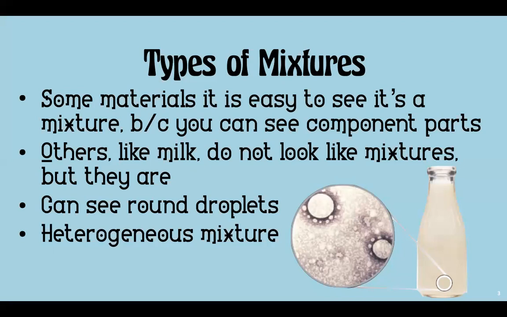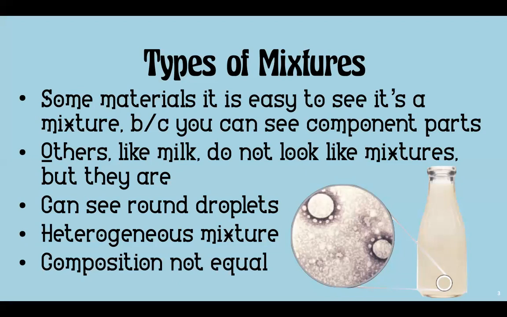If you remember the difference between heterogeneous and homogeneous mixtures, heterogeneous is where it is not a uniform composition throughout the mixture. So if you take samples from different parts of the mixture, you're going to have different component parts. And the opposite to that is a homogeneous mixture, also called a solution. So for a heterogeneous mixture, the composition is not equal.